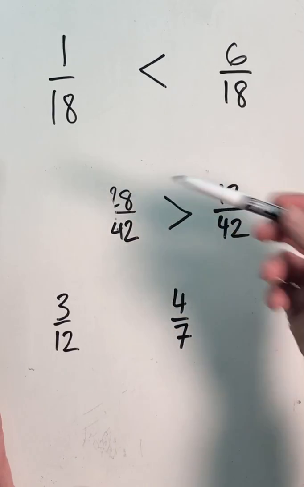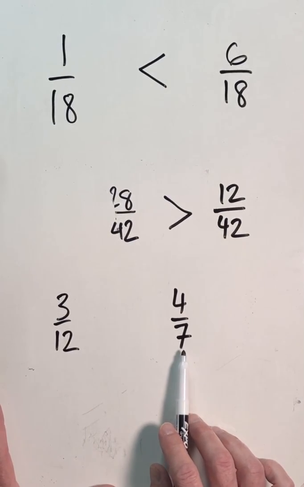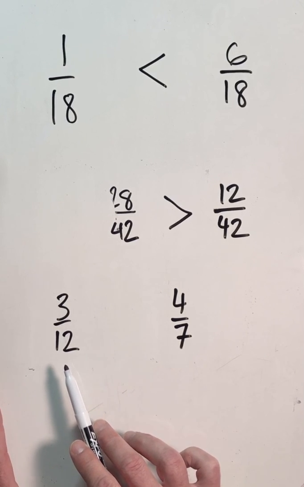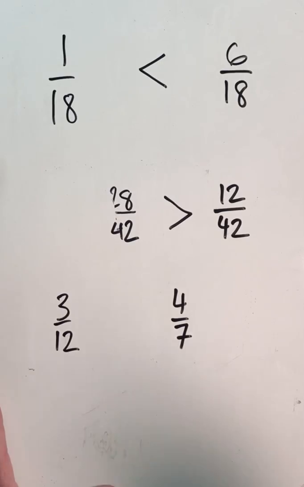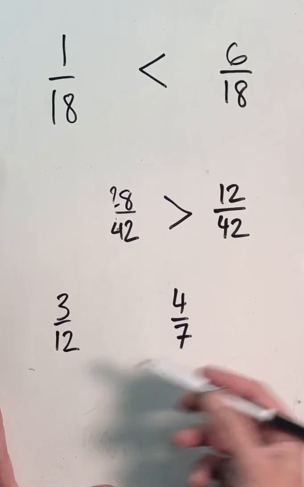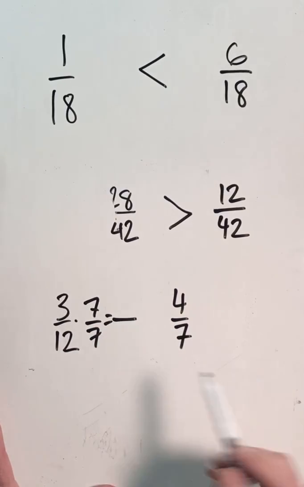We're going to apply the same logic we did here. We're going to look at the denominators. Is 7 a factor of 12? Does it go in evenly through multiplication? It does not. Therefore, 12 is not a multiple of 7. So we can multiply each by the other in order to find the common denominator.